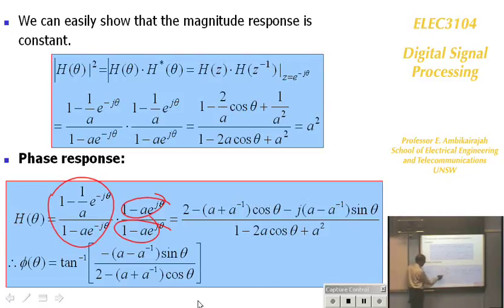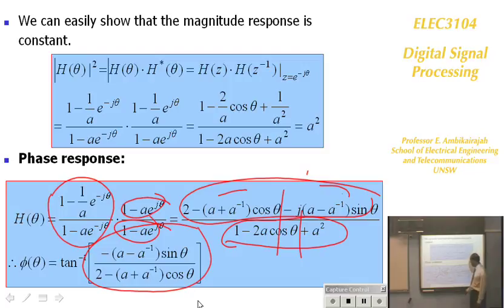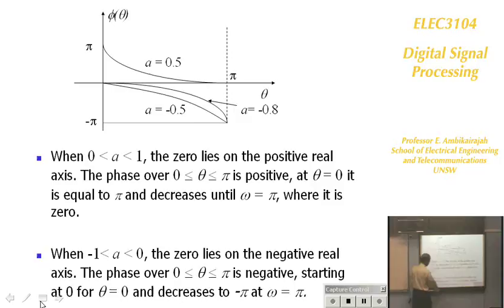You just multiply by its value again here in the top. If you combine them, this one is the denominator, that one is the numerator. Now you separate the real part and the imaginary part. Imaginary part divided by the real part, tan inverse of that is your phase function. And you can plot the phase for changing your value of A, for the first one. If you select A equal to 0.5, your phase response changes like that.